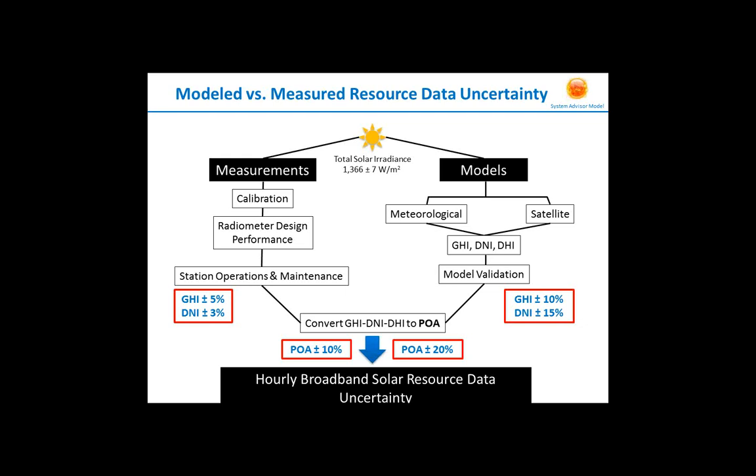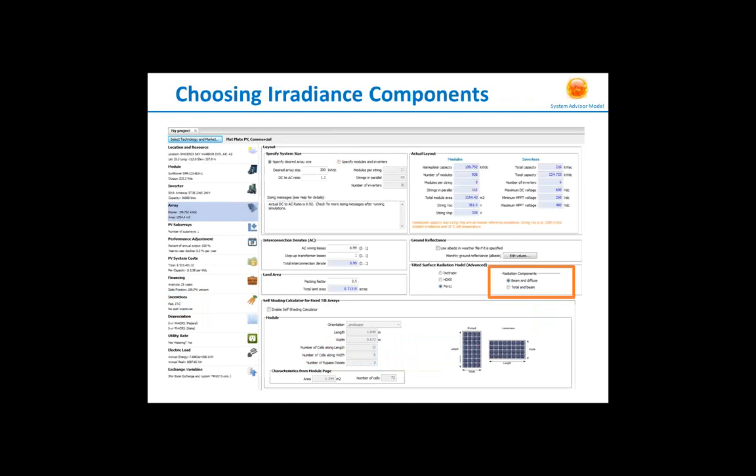Discussing uncertainty leads me to choosing the irradiance components that you want SAM to use. On the array page in SAM, shown here, there is the option to choose if SAM should use the beam and diffuse components from the weather file, or the total and beam components, also known as global and beam. Eventually, SAM needs the beam and diffuse components to use in the module model, so this option is selected by default. However, if you have a data set where you place much higher confidence in your global data than your diffuse data, or if you don't have diffuse data, it might be wise to use the other option in SAM in lieu of the default option, and let SAM calculate the diffuse data using the relationship between global, total, and diffuse that I showed before.